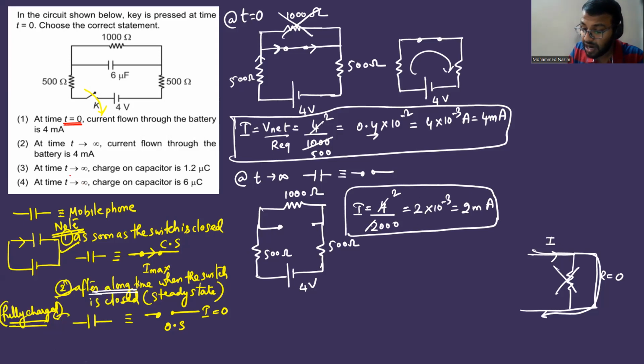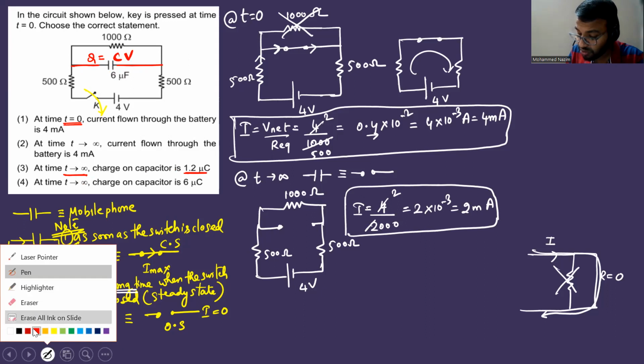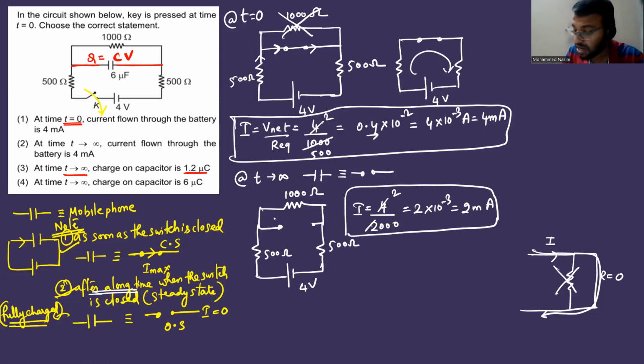Let us do the third part. At t equal to infinity, what is the charge on the capacitor? He's asking what is the charge on this capacitor. So what is the formula, people? C multiplied by V, where V is the voltage across this capacitor. Since the 1000 ohm and this capacitor are connected in parallel, the voltage is going to be the same. If you have to find the charge on the capacitor, first you have to worry about the branch connected in parallel with the capacitor. Which is that branch? The 1000 ohm.